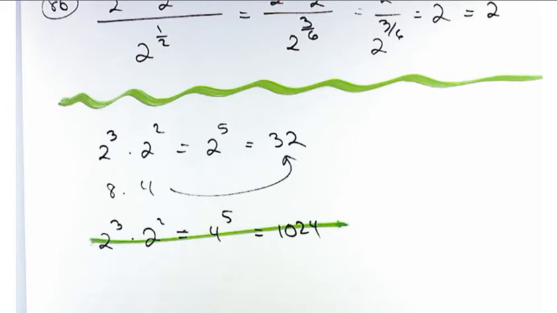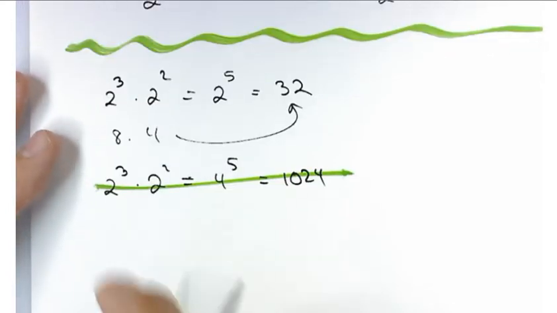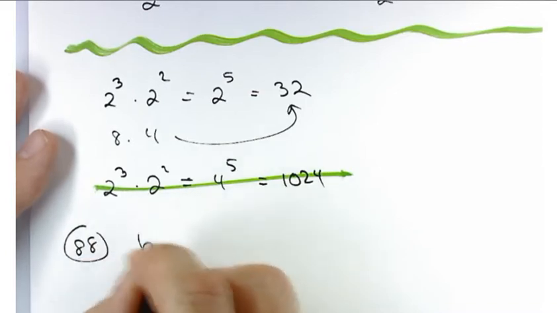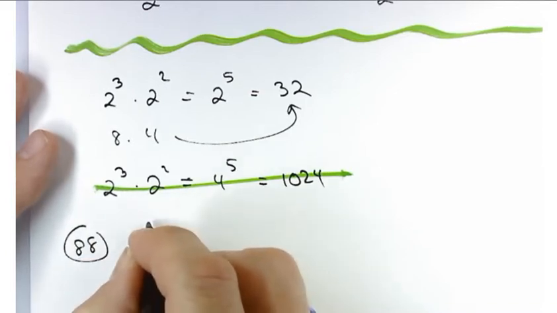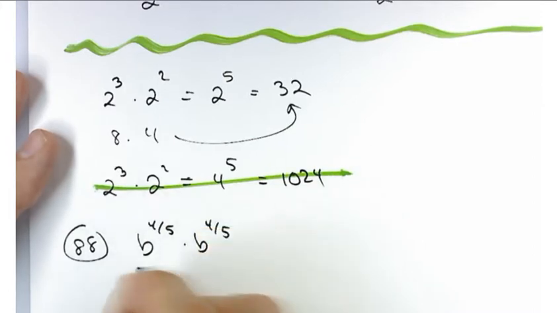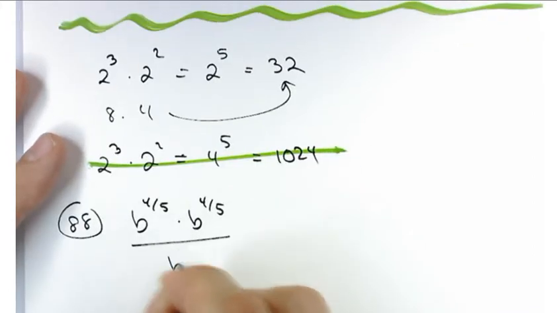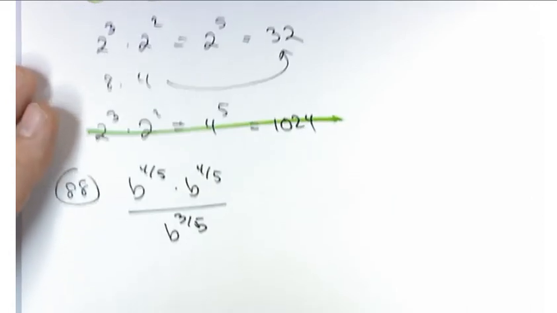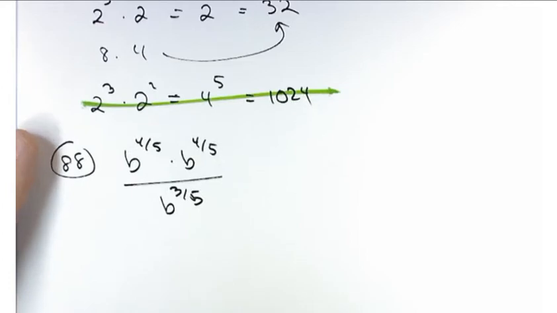Let's continue with problem number 88. B to the 4/5 times B to the 4/5 divided by B to the 3/5. You should be able to simplify this one pretty nicely.